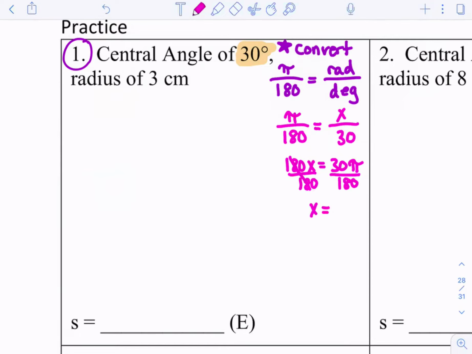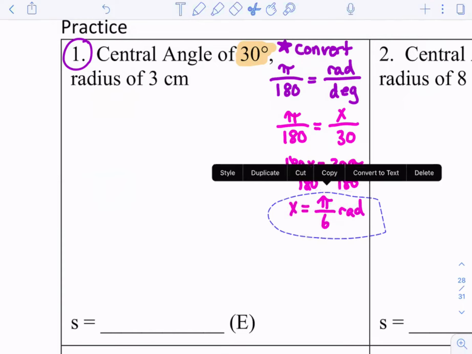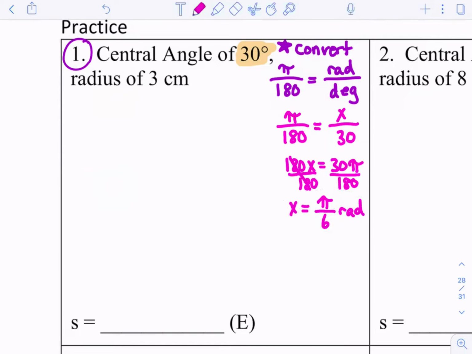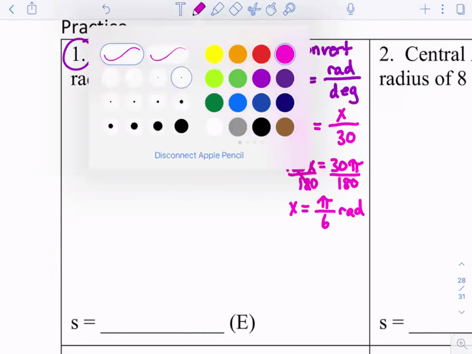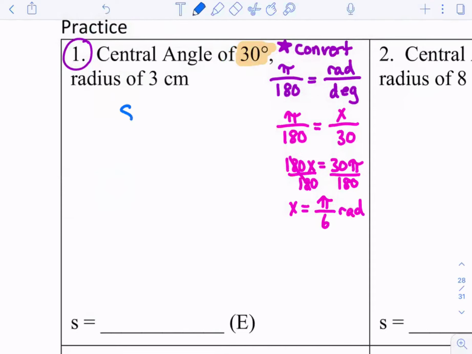Pi over 60, right? 3 times 6 is 18. You mean 6, not 60? Yep, 6. Sorry, that's what I meant. Okay, so we do have a radian measure now, pi over 6.